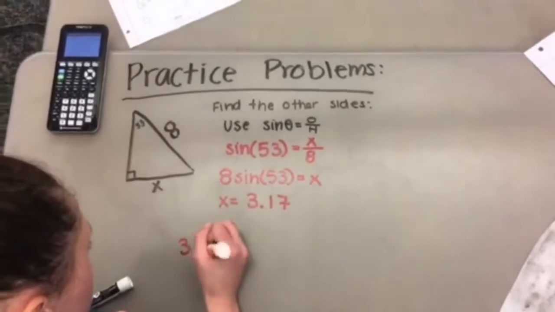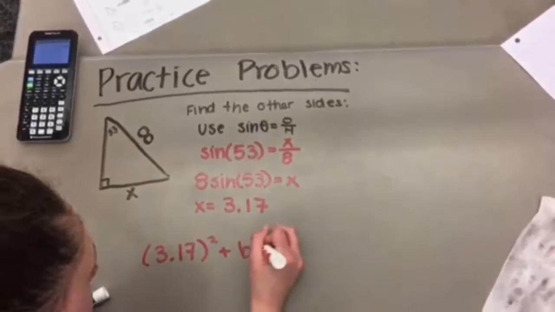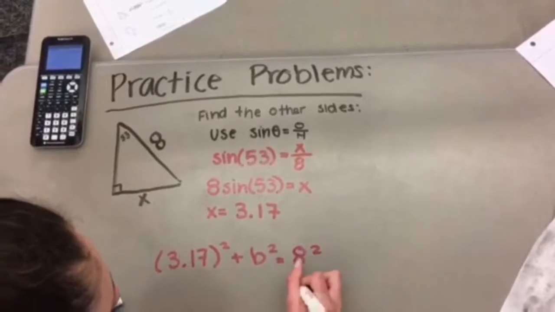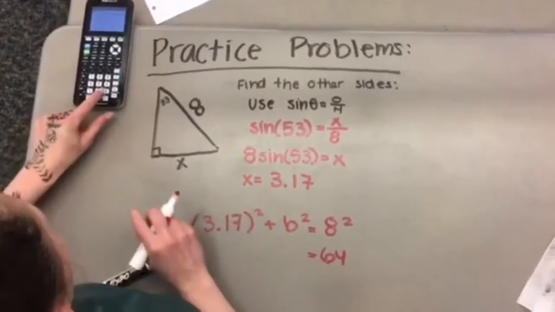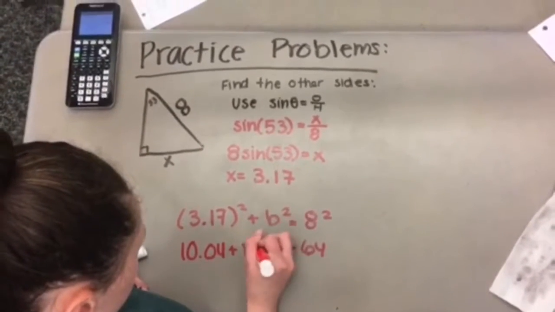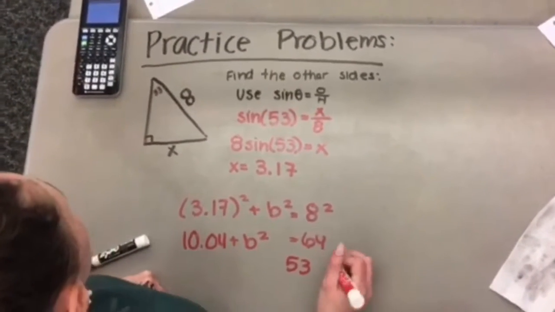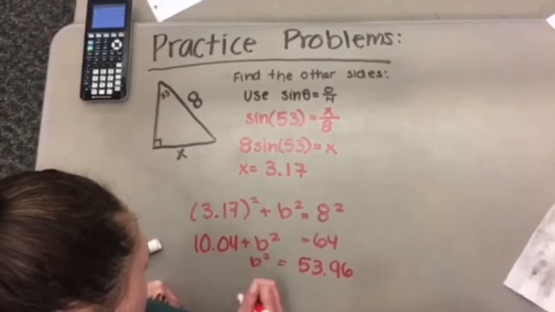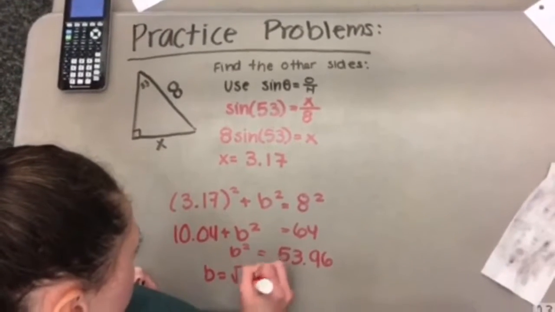Now, in order to find the other side, we can use Pythagorean theorem, which is a squared plus b squared equals c squared. And we already have our a and c value, and all you have to do to find the b value is square the hypotenuse and subtract the a value squared from the c value squared to get b squared. And then after you get b squared, you take the square root of the number you get. And after you take the square root of b squared, that just leaves you with b.